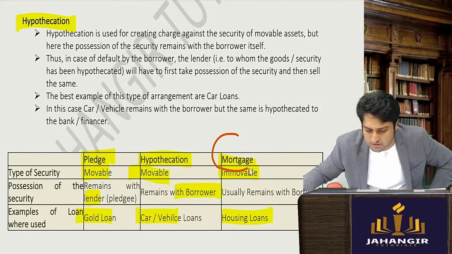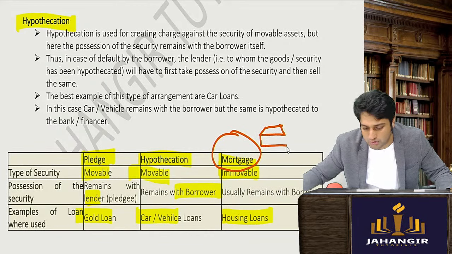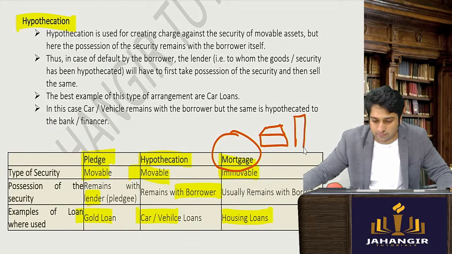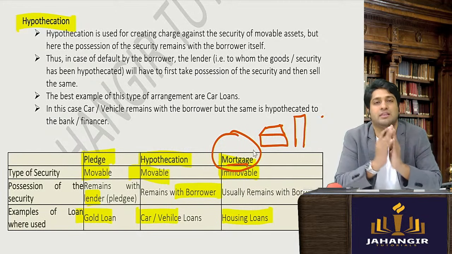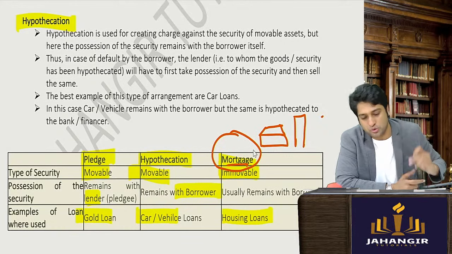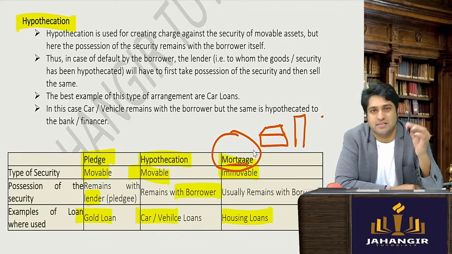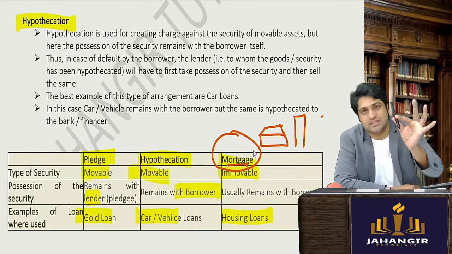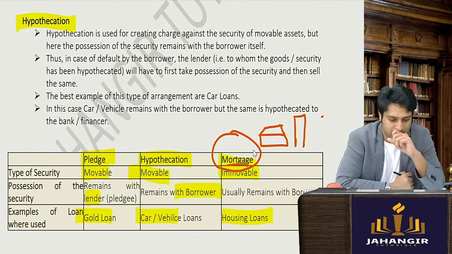Mortgage, what do you mean by mortgage? Very simple. If you have an immovable property like a house or a building, and I keep this as security to avail a loan, it is called mortgage. So tell me one thing, if I keep this pen as security and I transfer these goods to you, is it pledge, hypothecation or mortgage? I transfer the possession of this pen to you and I say once I repay the loan, you give me my pen back.